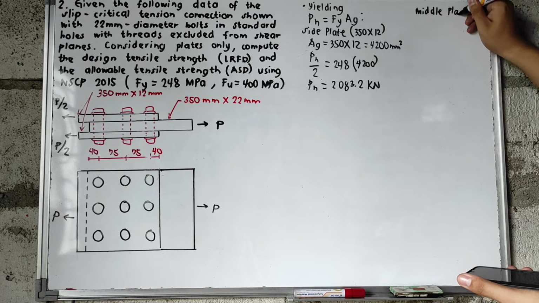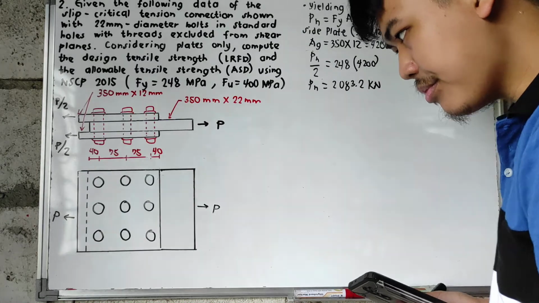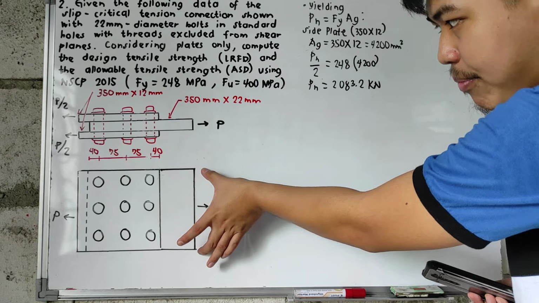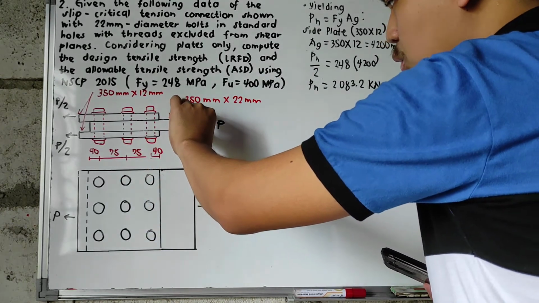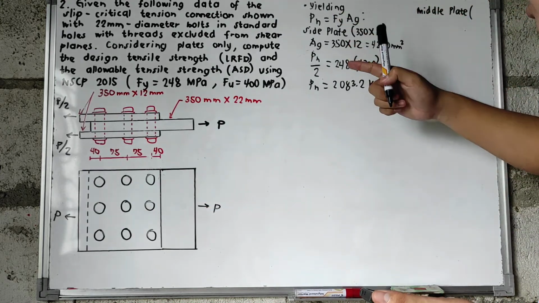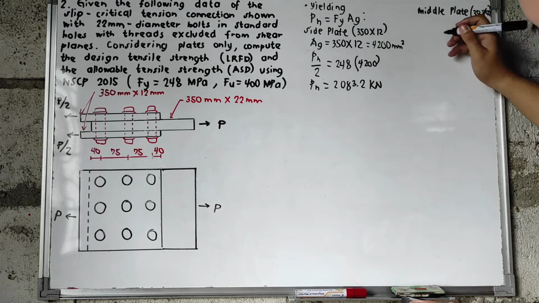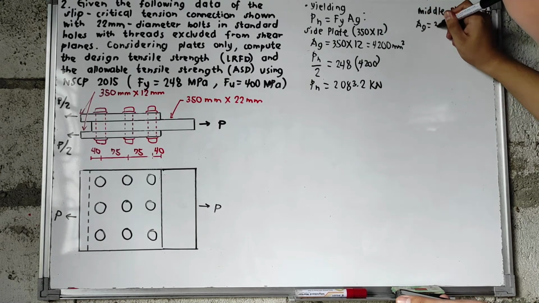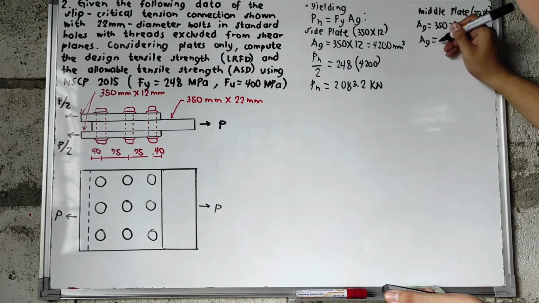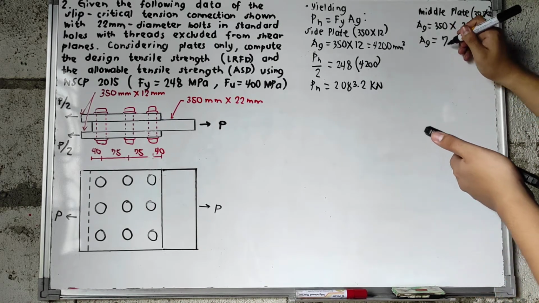So, yung nakapagitnang plate natin na merong dimension na, so yung middle plate natin, ito yan. So, that has a width of 350 by 22 thickness naman. So, yung width niya, that is 350. Same lang siya ng width sa side plate. So, 350 by 22 naman to. So, Ag, that is 350 multiplied by 22. So, the value of your gross area is now equal to 7,700 square millimeter.